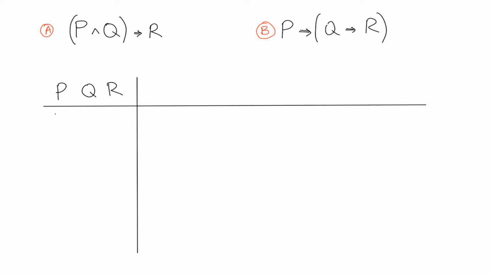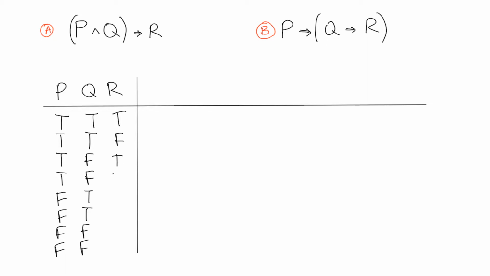Half of those rows P will be true, so half of 8 is 4. And the other half is 4 falses. For the top 4 rows where P is true, half of the time Q will be true, and the other half Q will be false. Same for the bottom 4 rows, half true, half false. Then finally for my R column, in the top 2 rows where P and Q are both true, half of the time R will be true too, the other half R will be false. And then all the way down here, each of these pairs of rows I'm going to have a true and a false for R.